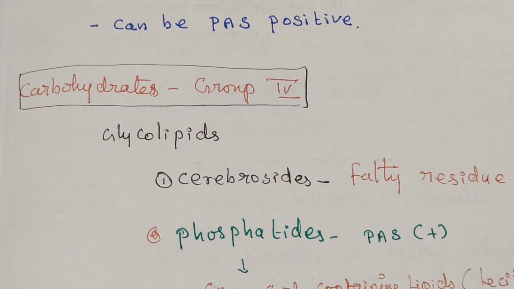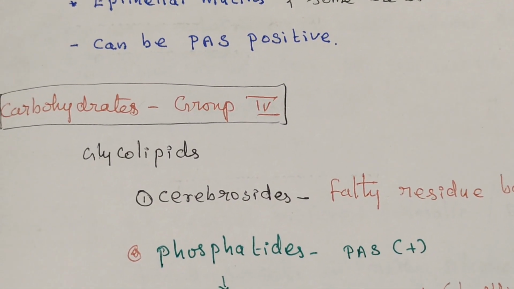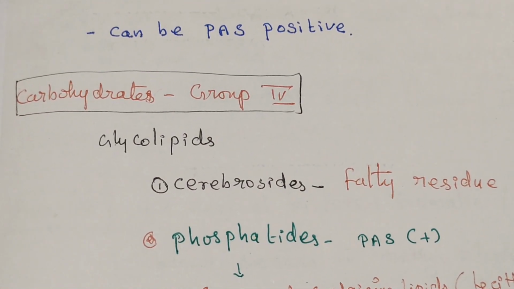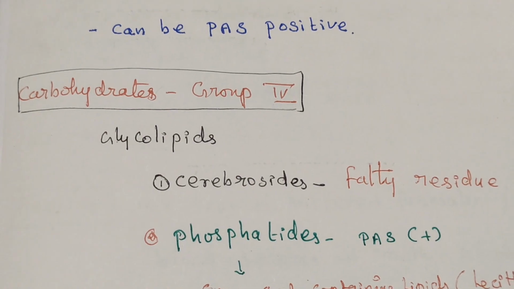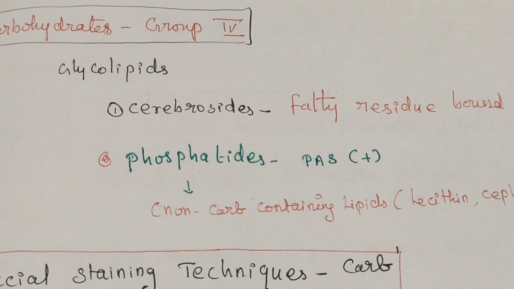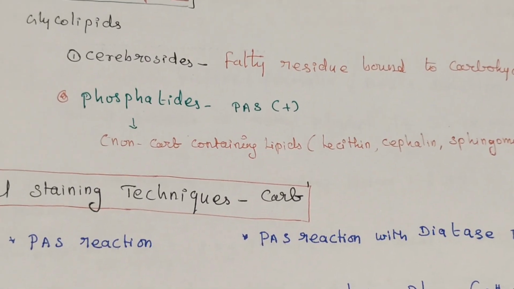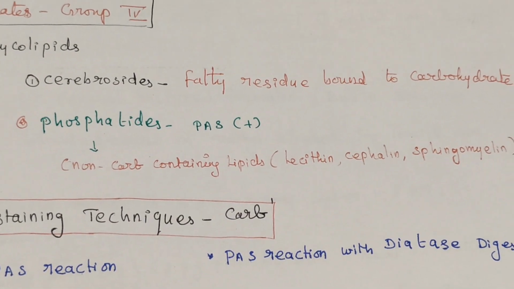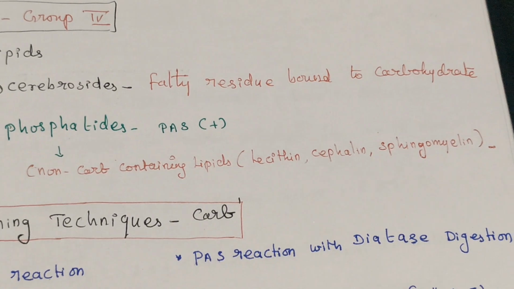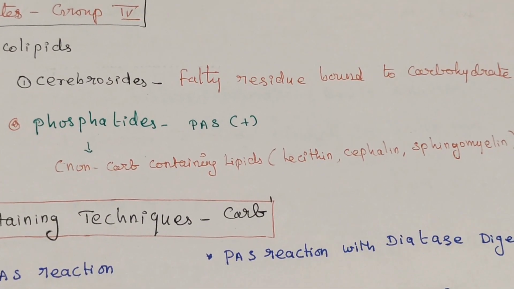Next one is group 4 carbohydrate category, it contains glycolipids. Glycolipids are lipids that have carbohydrate attached to them with a glycosidic bond. So these are cerebrosides and phosphatides. Cerebrosides contain fatty residue bound to carbohydrate. So here a fatty molecule is bound with carbohydrate, that one is the cerebroside.